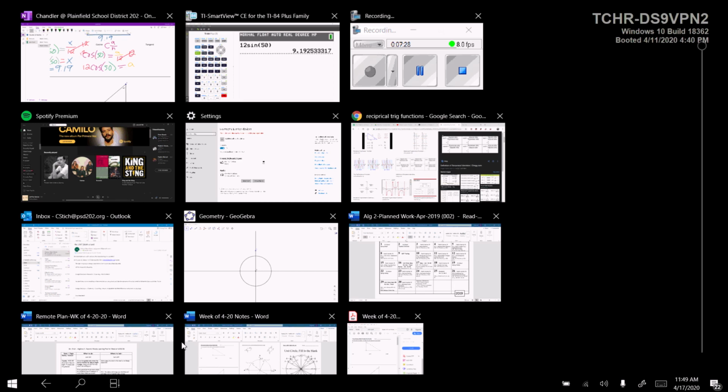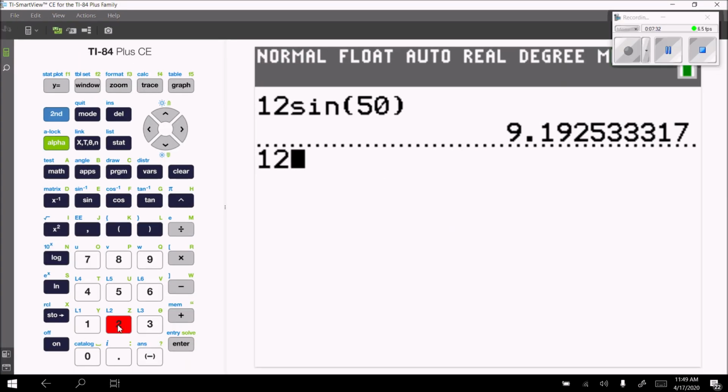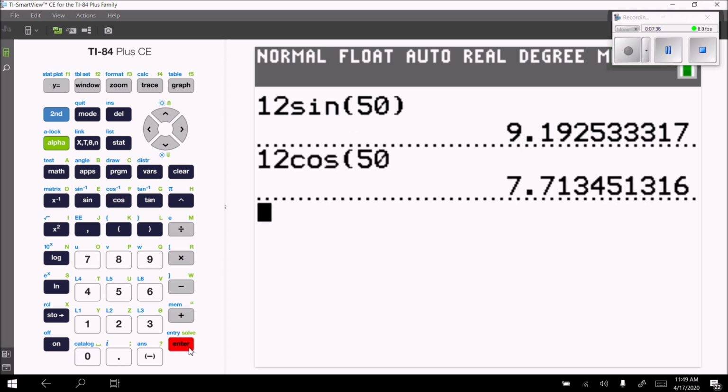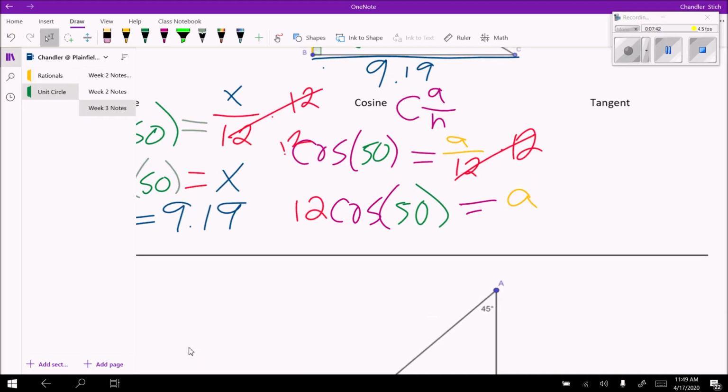Go back to your calculator. 12 cosine 50. What do I get? 7.71. A is equal to 7.71.